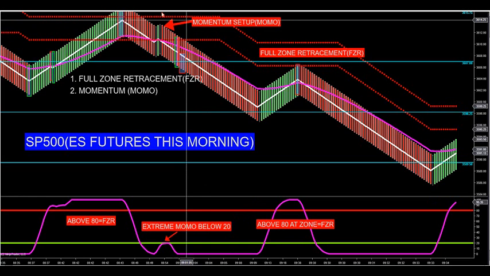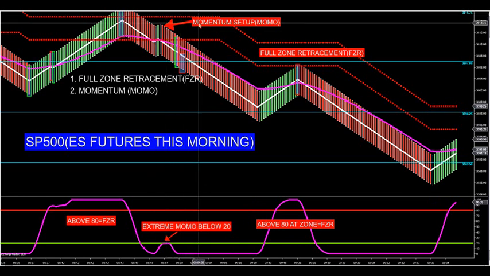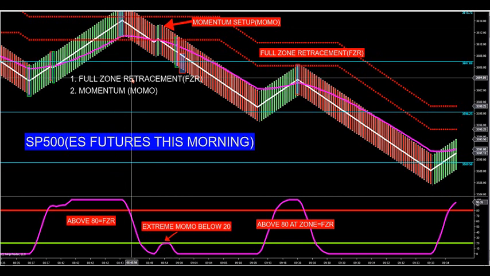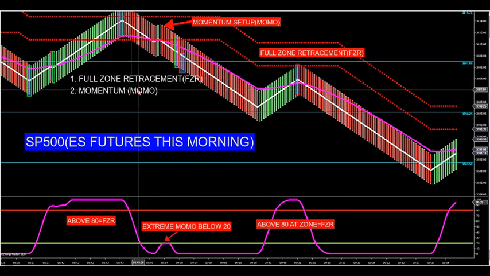These setups work in conjunction with that setup. So if you see that all three of my zones, six red dots turned together, or all six turn green on my previous videos that you played here recently, you know to look for what? Full retracement, FZRs, and momentum.